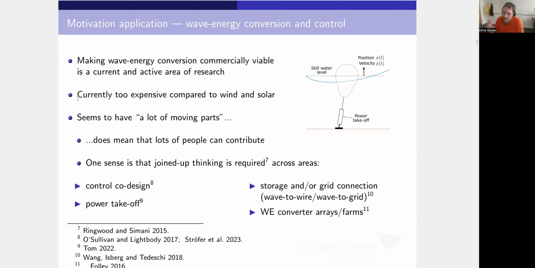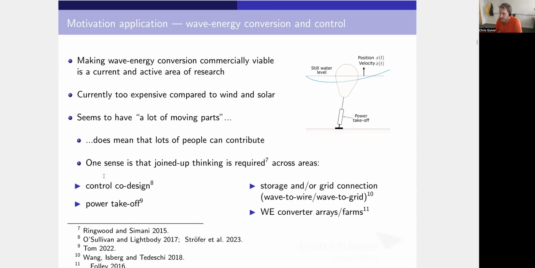And as I'm sure you're aware, solar and wind are established, proven renewable energy technologies, and wave is not, and wave is currently just too expensive. And it has a lot of moving parts, both literally and figuratively. On the one hand, that's good because it means lots of people can contribute, including very theoretical people. But actually, no single person is going to solve this. It's not just a control problem.